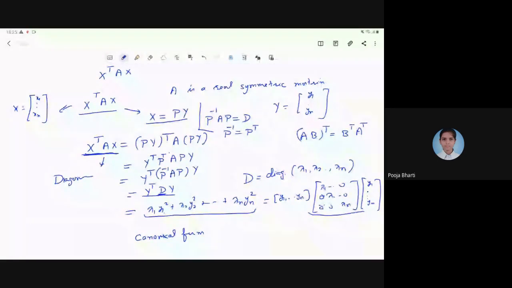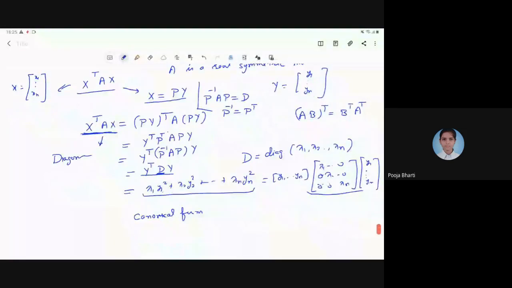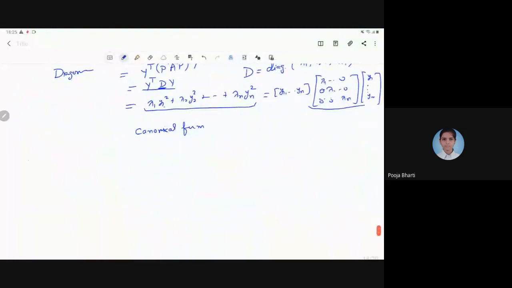If you understand this, then you can do this problem yourself. Even you don't need my help. I'm writing this problem. A quadratic form is given like x1 square minus x3 square minus 4x1 x2 plus 4x2 x3. In polynomial form, it is given. Can you write it in matrix form?